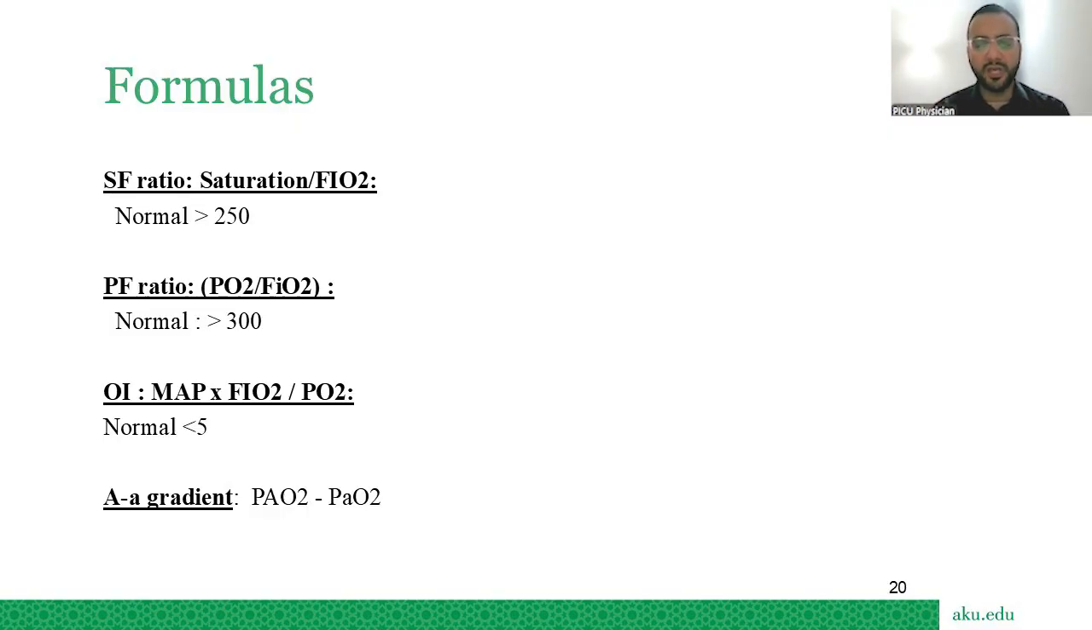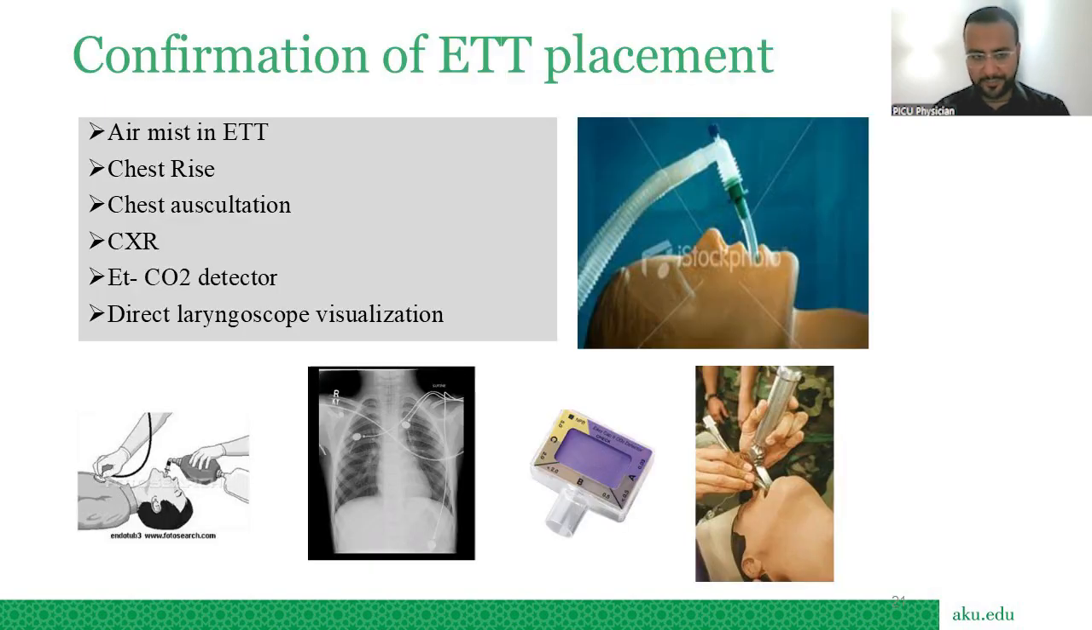Third is the oxygenation index, that is mean airway pressure multiplied by FiO2 divided by PO2. Normally, it is less than 5. The fourth thing that you can do is calculation of the alveolar-arterial gradient, that is the gradient between the alveolar oxygen content and the arterial oxygen content.